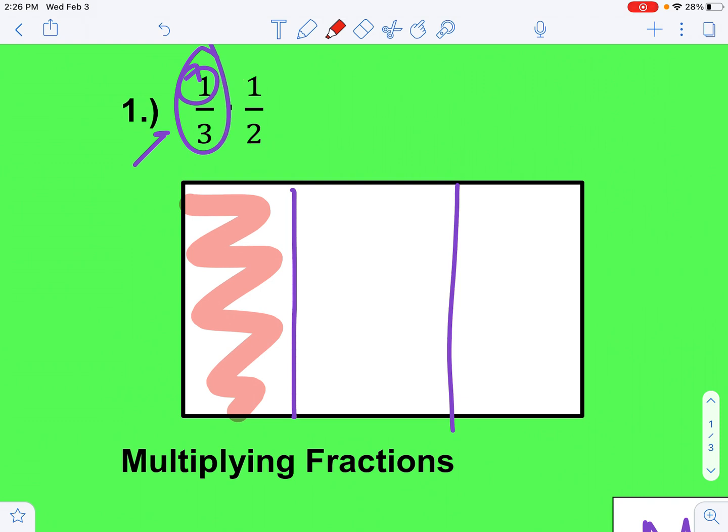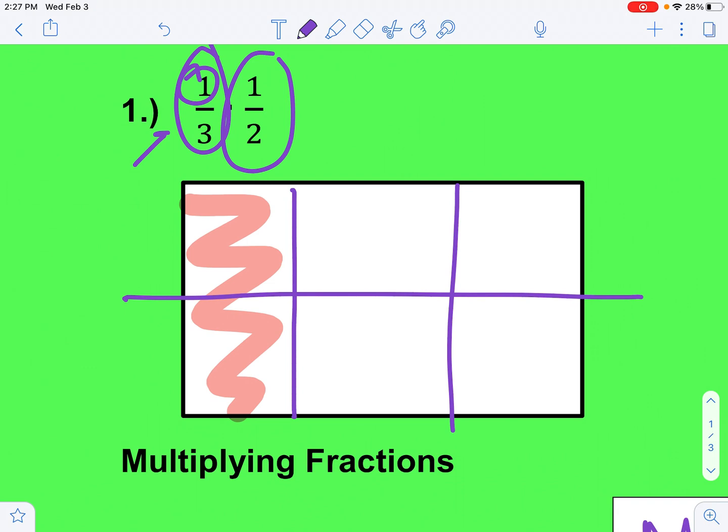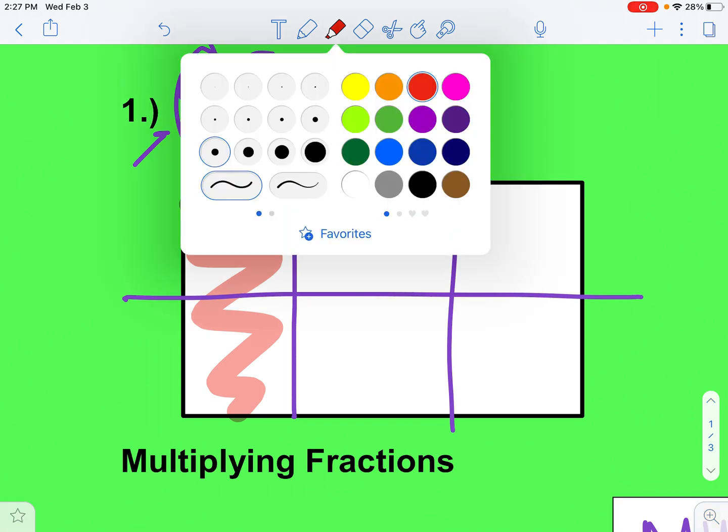Now we need to cut our box in half because our next fraction is 1/2. Okay, so go ahead and cut it in half the opposite way. So for 1/3 I went vertically, now I'm going horizontally. Alright, and then we need to color in one of those halves. Alright, I'm going to change colors.